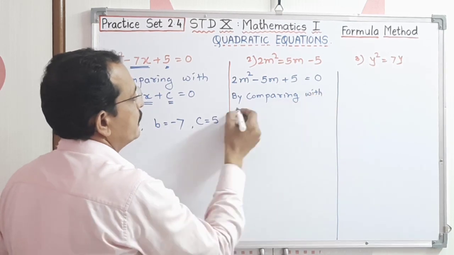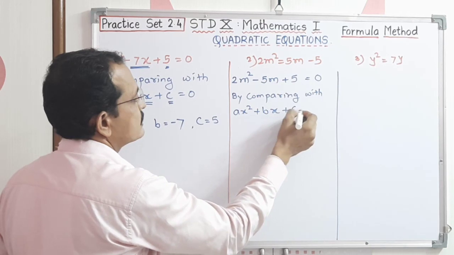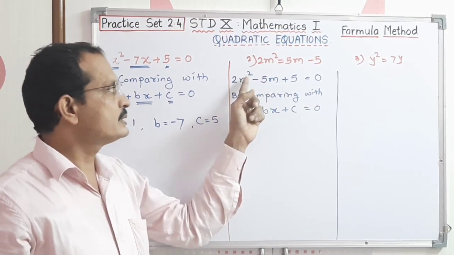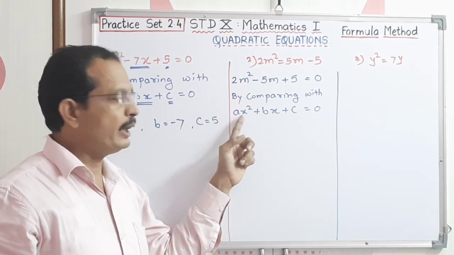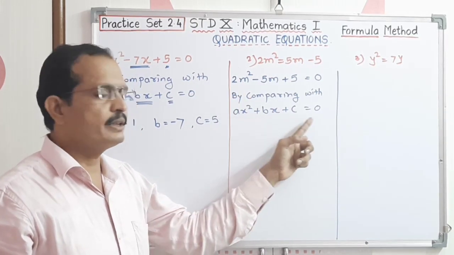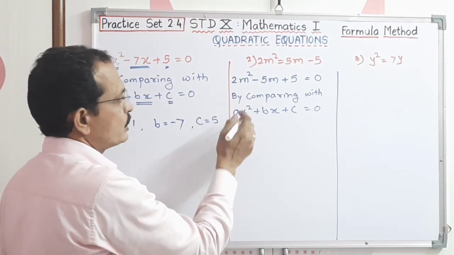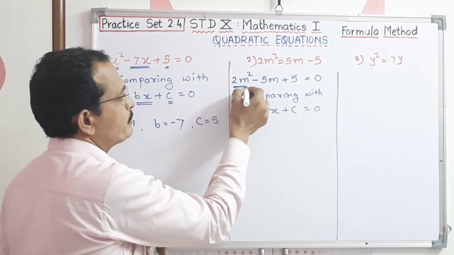with ax square plus bx plus c equal to 0. In this case the variable is m, therefore we can write it like am square plus bm plus c equal to 0. We can write it like this also, or we can write this also. Now compare this ax square with this 2m square.